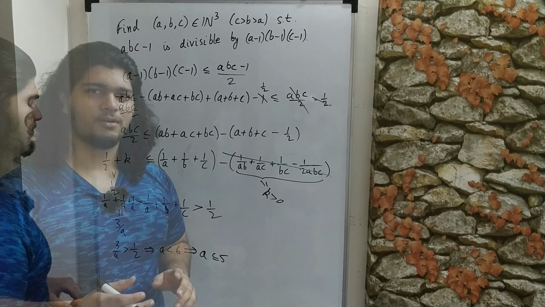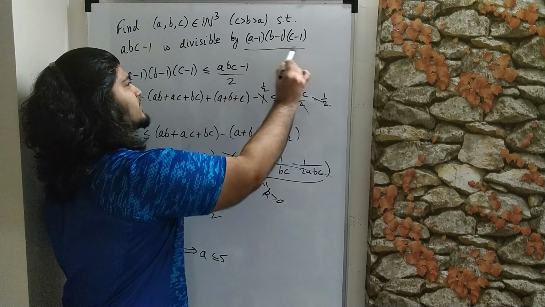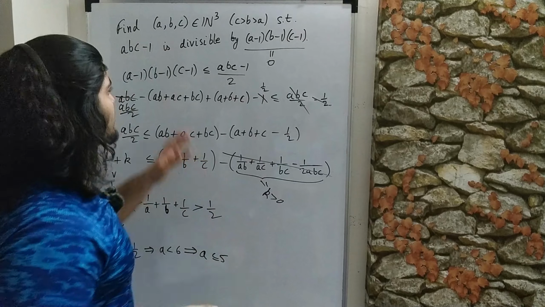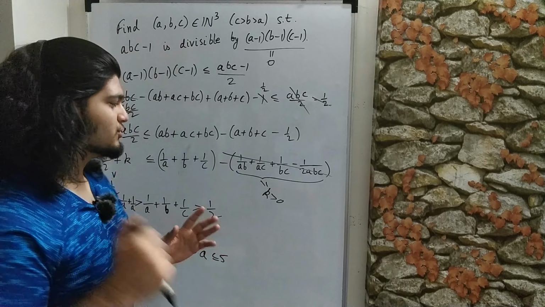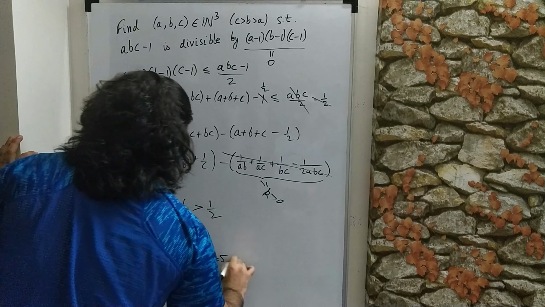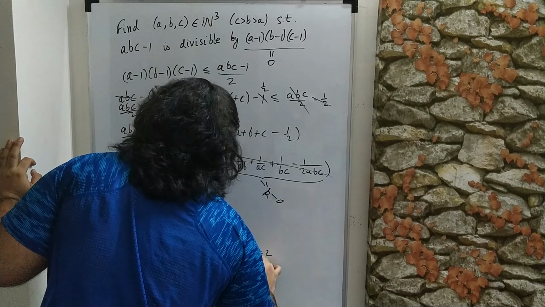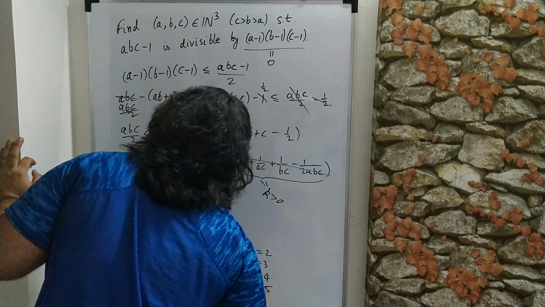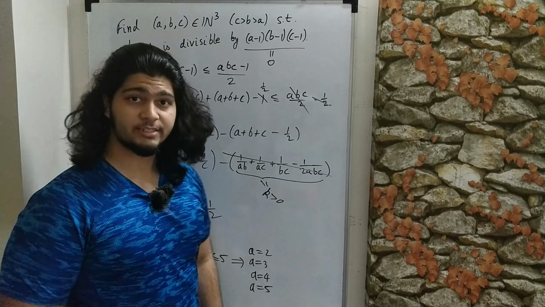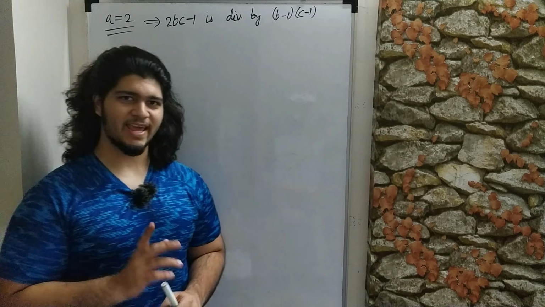But notice that a can't be equal to 1. So if a is equal to 1, then this entire thing is 0. So we'll be talking about divisibility by 0, which of course is not possible. So what we get is 4 cases: a equals 2, a equals 3, a equals 4 and a equals 5. So if we check all these 4 cases, we'll be done. So here is the first case on our list, a equals 2.